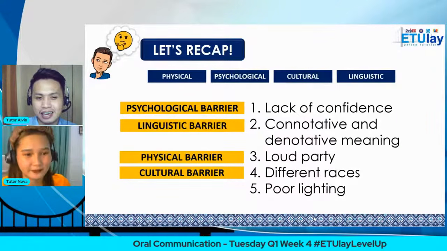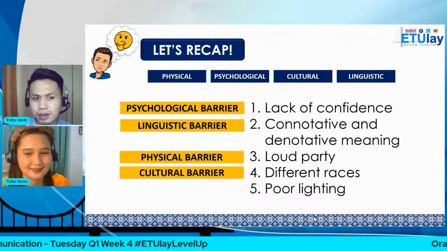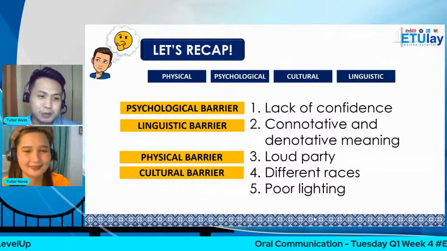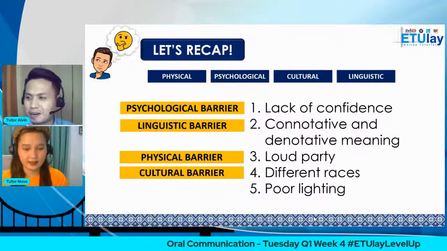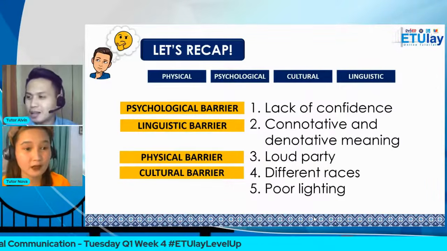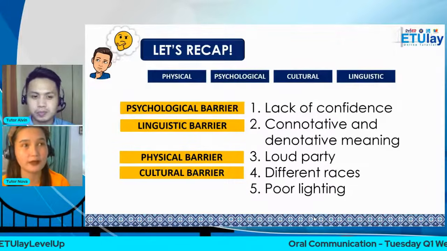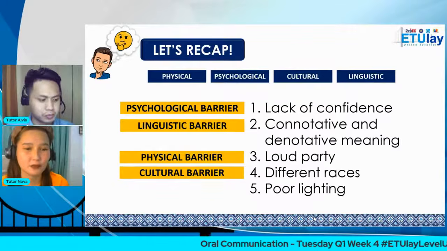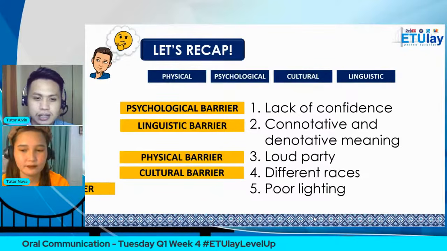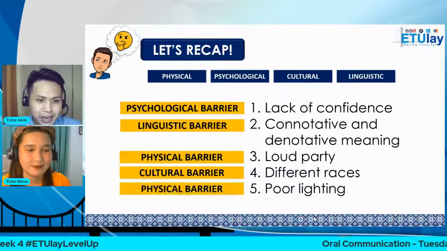And lastly, how about poor lighting? That definitely can affect communication, right? If you cannot be seen by someone whom you communicate with, you'll be having a hard time to communicate with one another. Especially now on virtual classes, if we can't have great lighting or internet connection, there might be problems. So what could poor lighting be under? We can consider it as a physical barrier because it belongs in our environment.